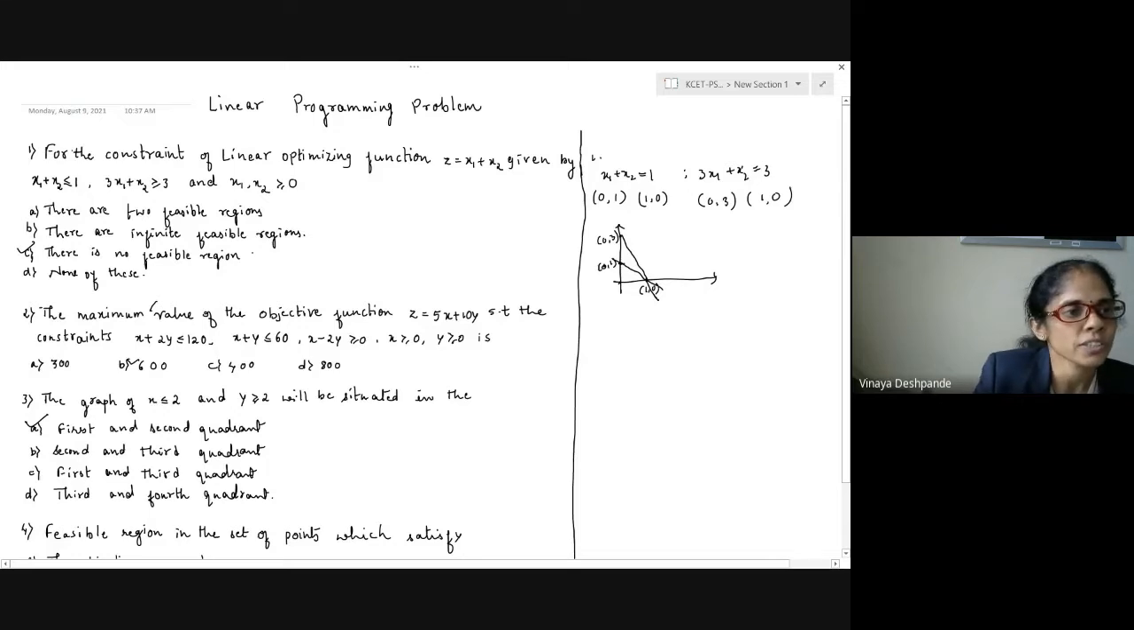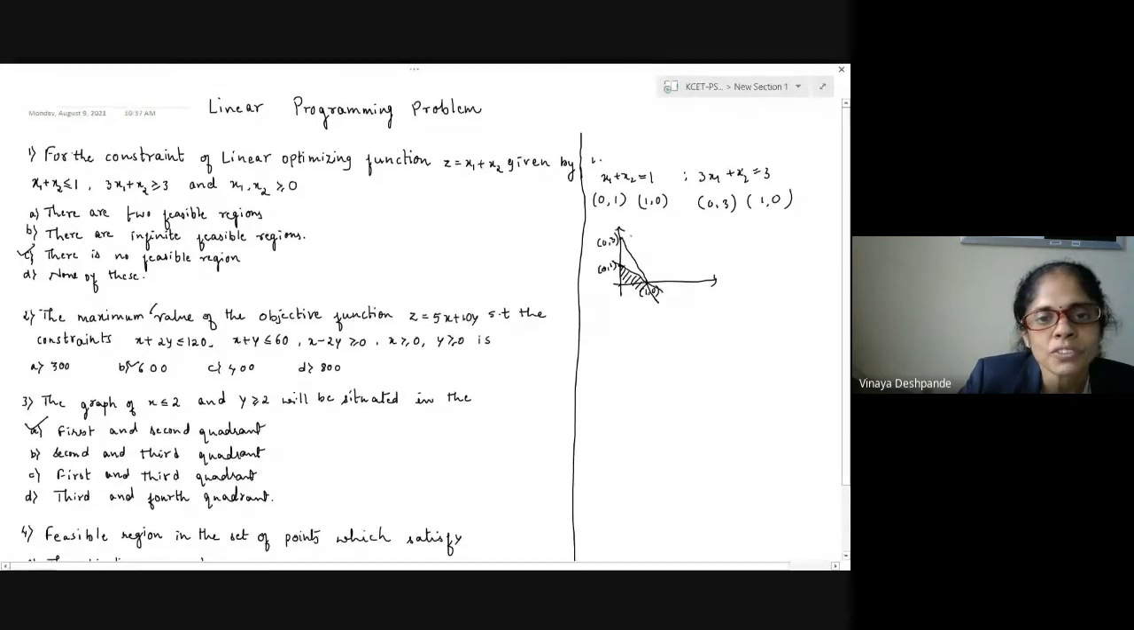For that let us see the inequality. For the first constraint, x1 plus x2 less than or equal to 1, this is the straight line. Less than or equal to 1 means we have to shade the lower region. Then this straight line corresponds to the second constraint, 3x1 plus x2 greater than or equal to 3. Greater than or equal to 3 means the upward region.